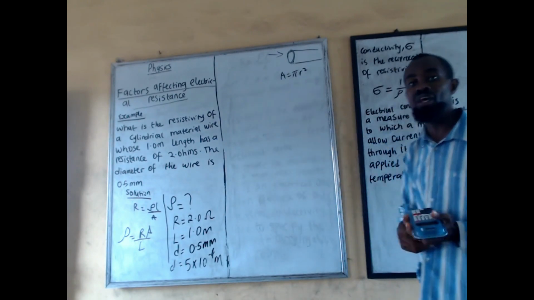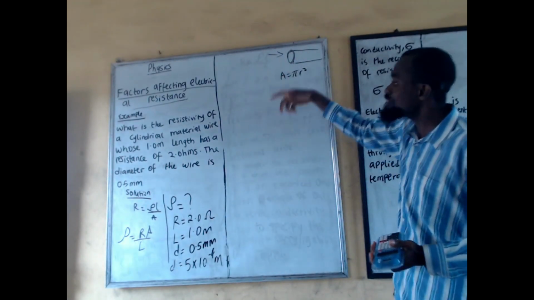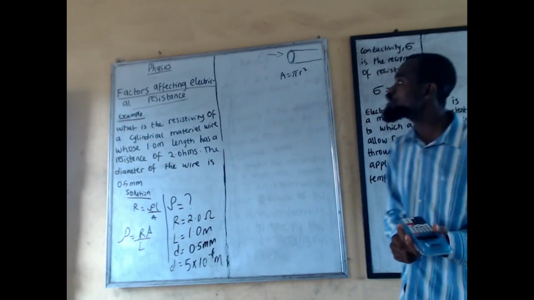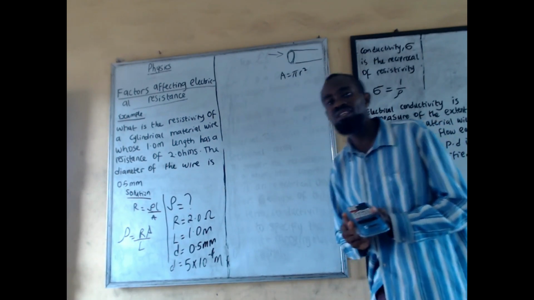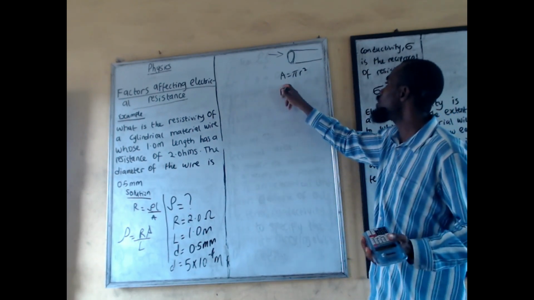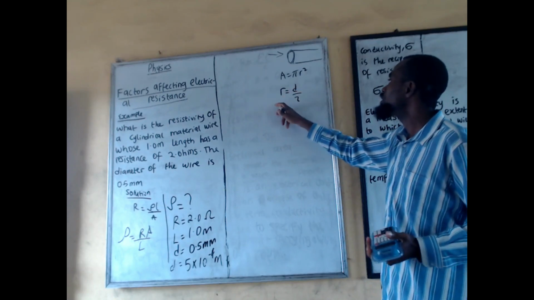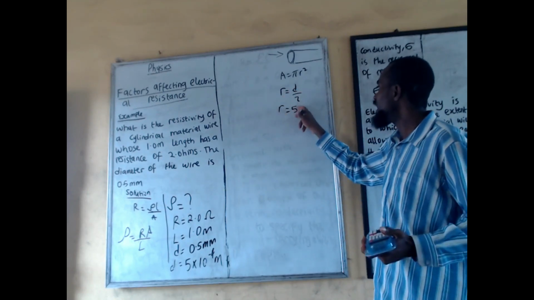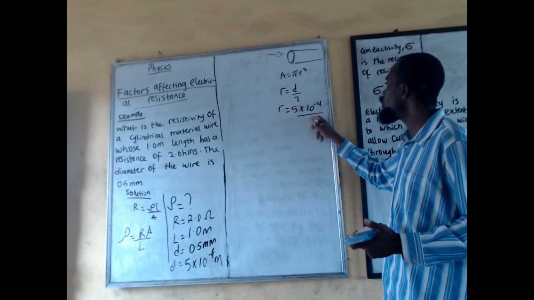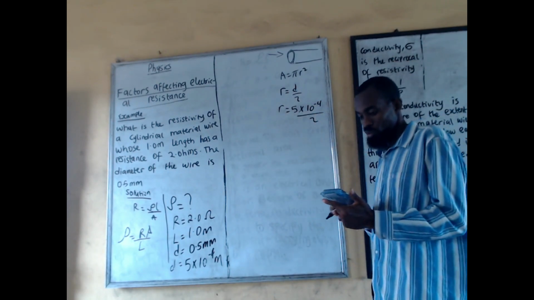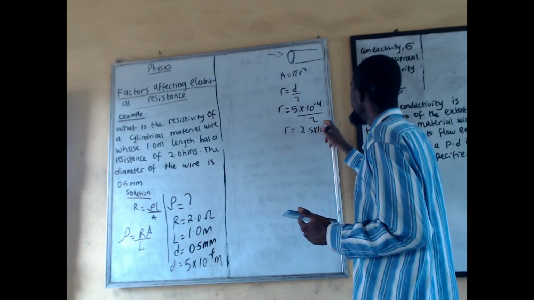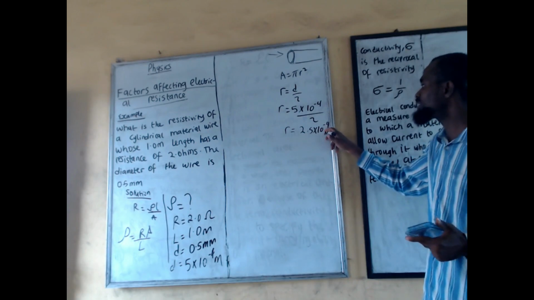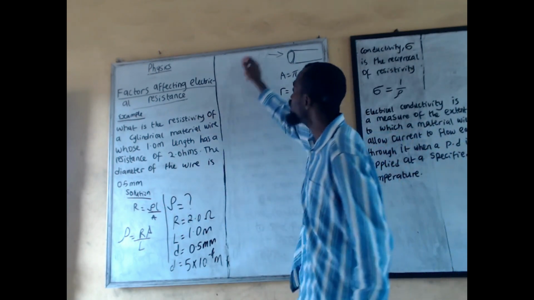Where r stands for the radius of this circle. The radius was not given, but the diameter was. Now we know that radius is half of diameter. R is equal to D over 2. So r is 5 times 10 raised to the power minus 4, over 2. We now write r is equal to 2.5 times 10 raised to the power minus 4 meters. Now we can go back to the formula.